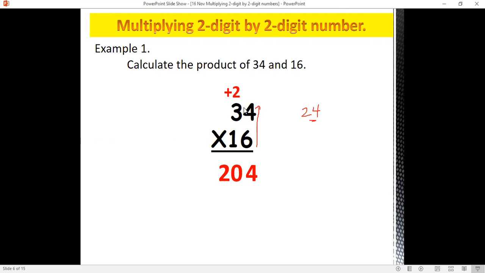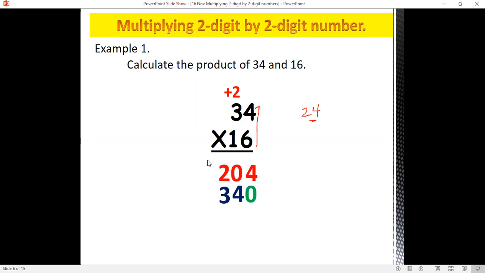Now, we have multiplied already 34 times 6. This time, we are going to multiply 34 times 1, or 34 times 10. That's why we are going to add 0 below the 4. Then, let's multiply 4 times 1, which is 4. Then, the next one is 1 times 3.